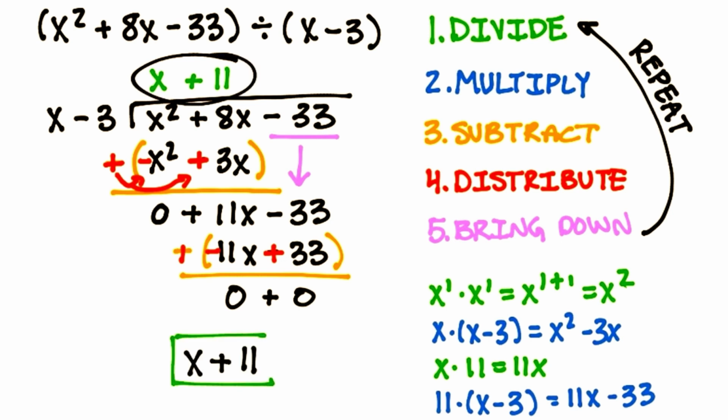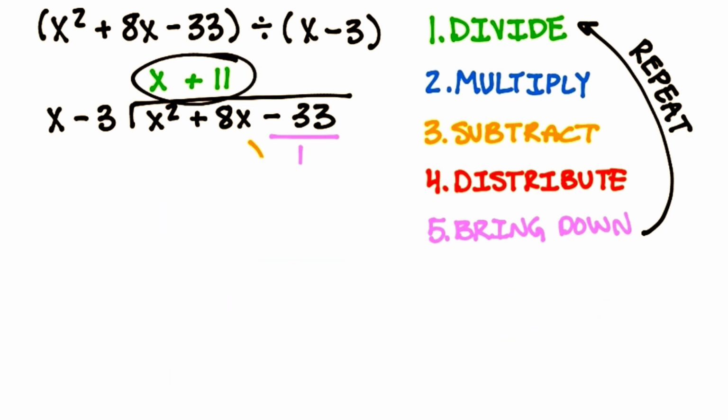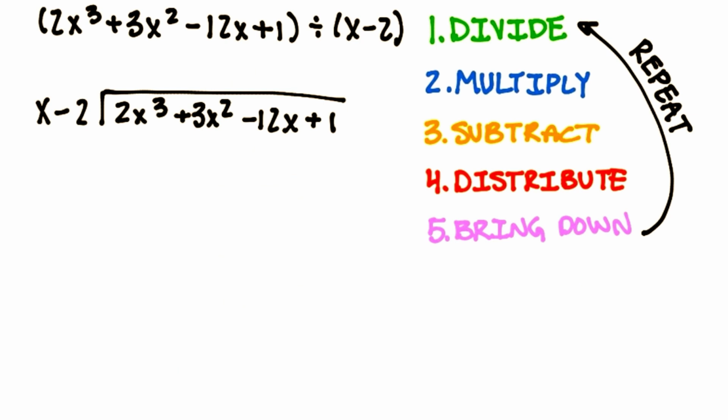The next problem is a little bit harder, and will also have a remainder. So let's get going. We'll first divide. X divided into x cubed how many times? Let's ask ourselves, x times what equals 2x cubed? Well, it's 2x squared. So we can take that and put it at the top.